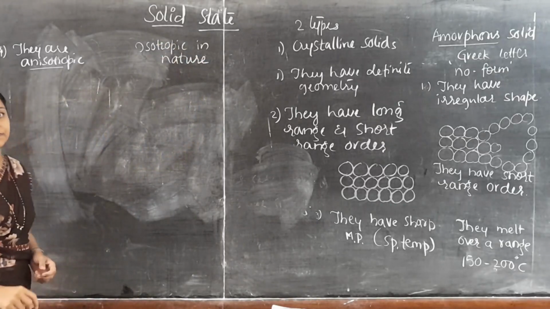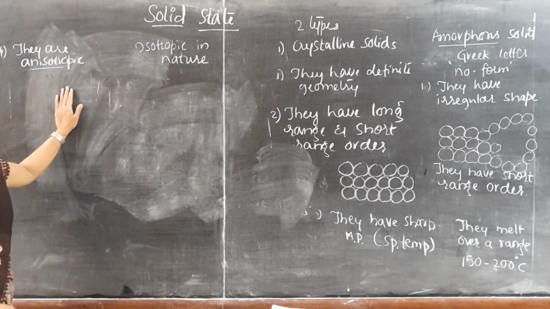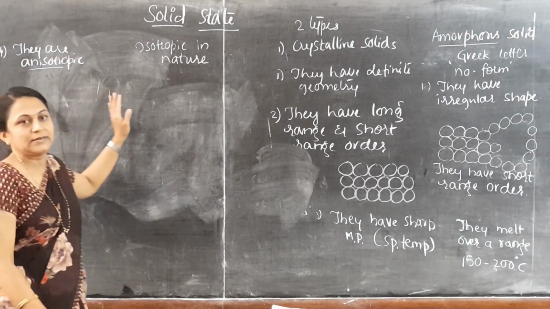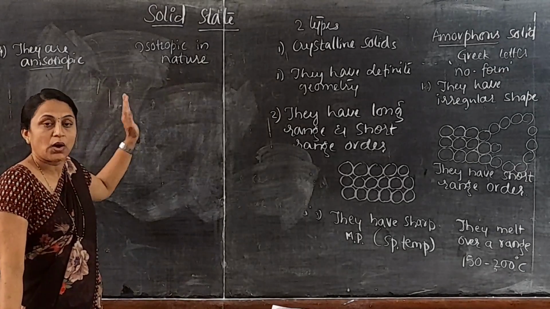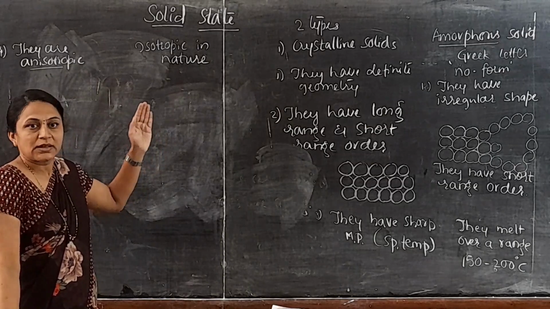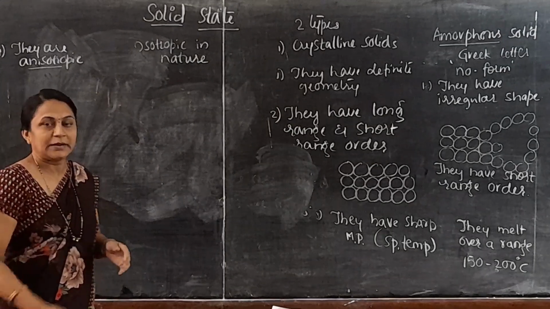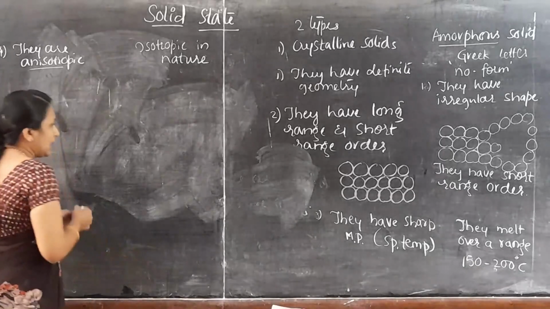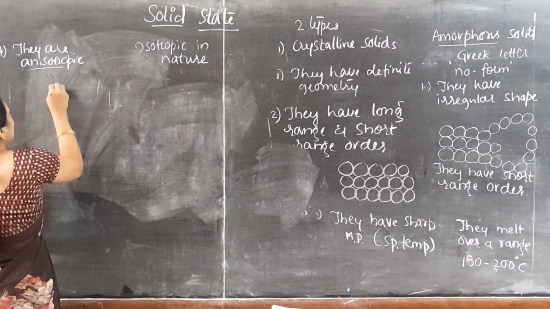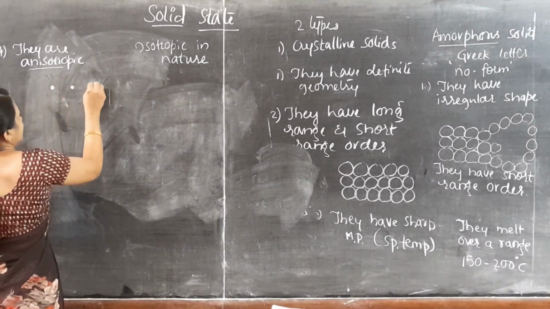Isotropic in nature. Anisotropic means some physical properties like refractive index or conductivity, when you measure along different directions, we are getting different values. Let me consider, to explain this, one crystalline solid here.